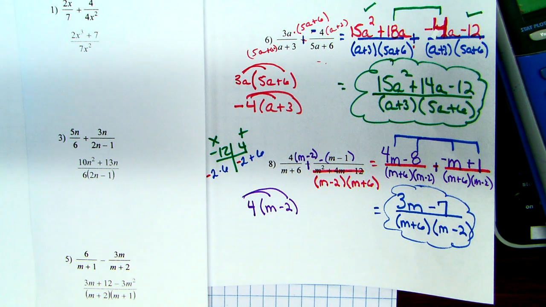Nope. Because if you're in factored form, Sam, you can't combine like terms. And that's what we're doing in our numerator.